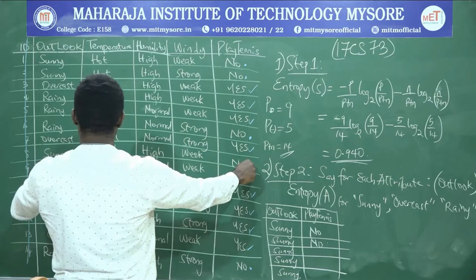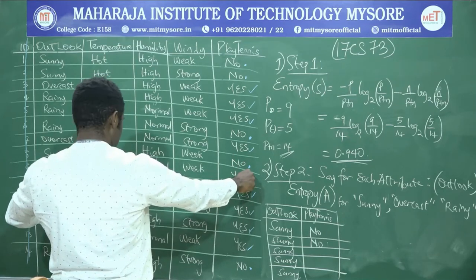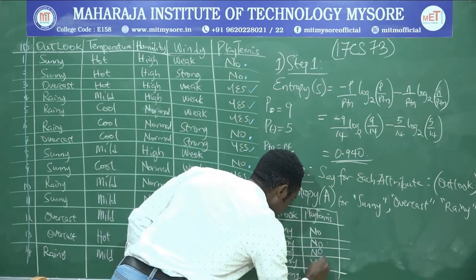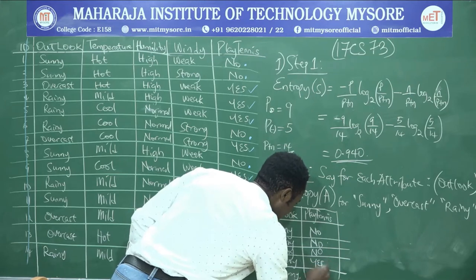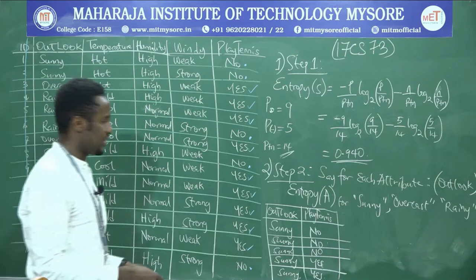Sunny, no. Sunny, yes. And Sunny, yes. So I have no, yes, yes, right? I have no, yes, and yes. So you see the reason why I want us to do this together. I hope you can see this.